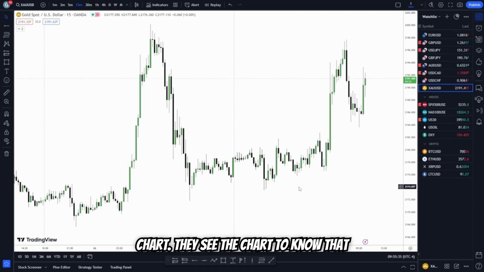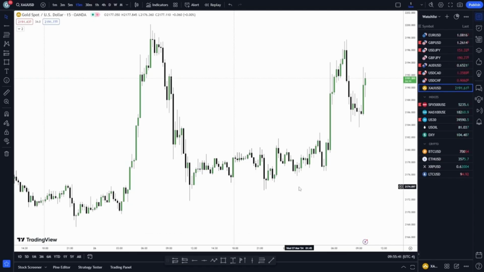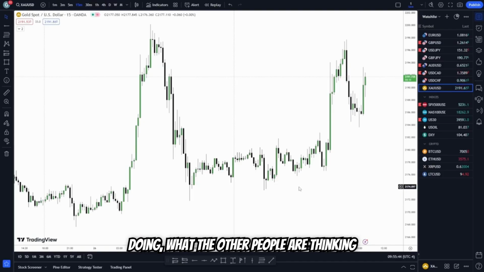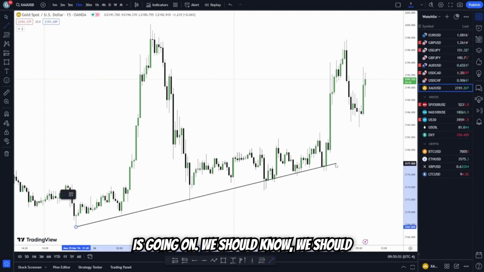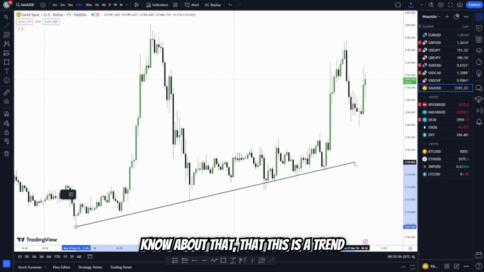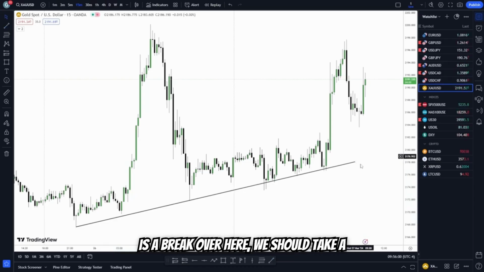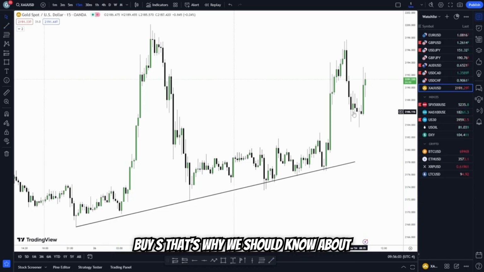Because they don't look at the chart for the chart itself; they look at the chart to know what the noobs are doing, and we should do the same thing. We should look at the charts to know what other people are doing, what other people are thinking, because we have to assume that this is a trend line, this is a trend line break, and that's what's going on. We should know that this is a trend line, this is a trend line, and if there's a break over here, we should take a buy. So that's why we should know about that.